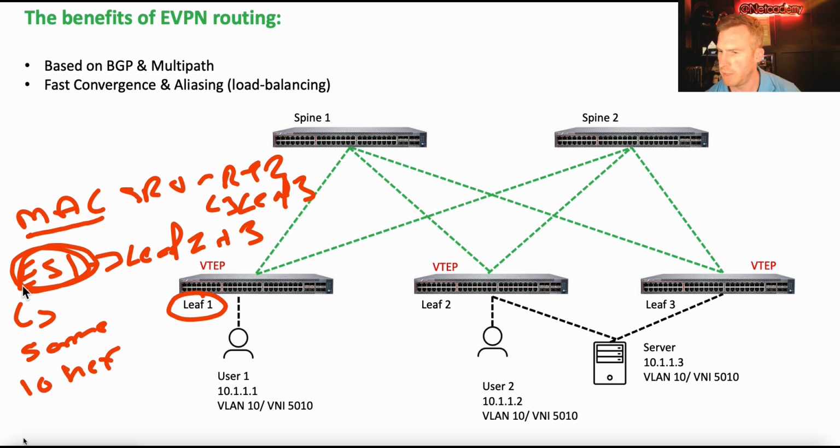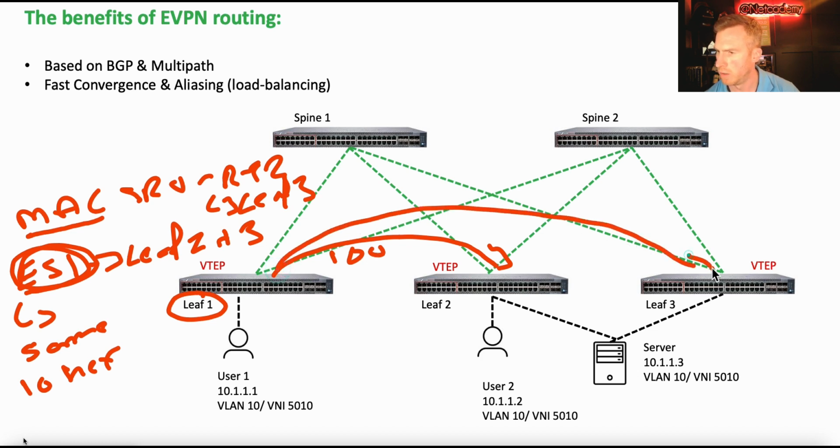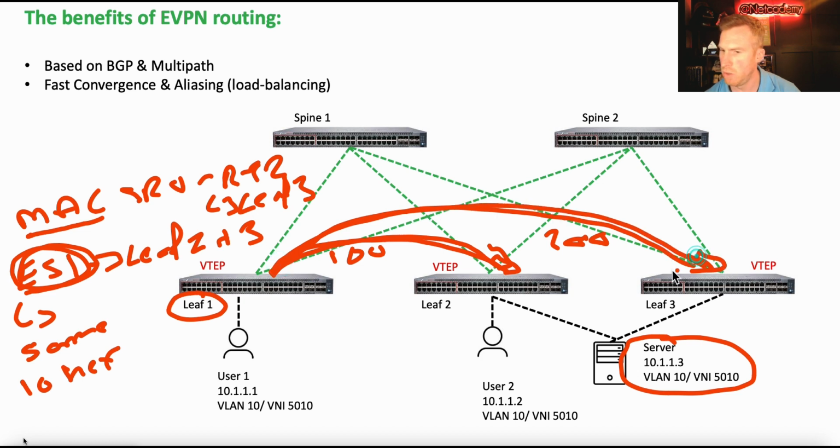So if leaf 1 has a tunnel going to leaf 2, and let's just call this VTEP 100 just for simplicity, and it's got another VTEP tunnel going to leaf 3, and let's call this VTEP tunnel 200, it knows at this point that to get to that same destination, to that server, it can send packets over VTEP tunnel 100 and over VTEP tunnel 200 because of all the information it's got via these two route types.